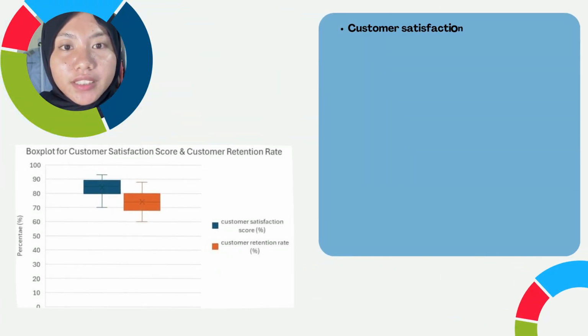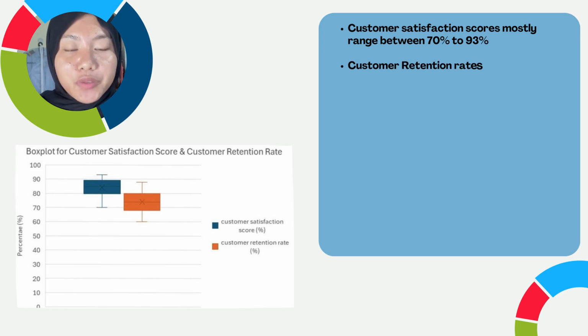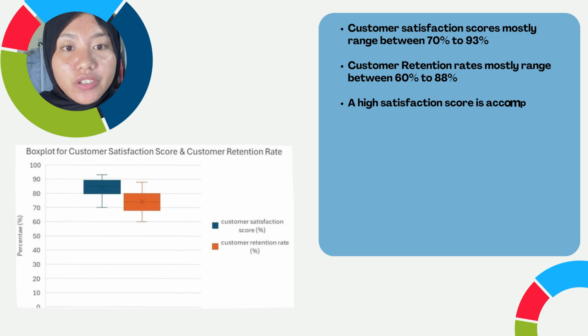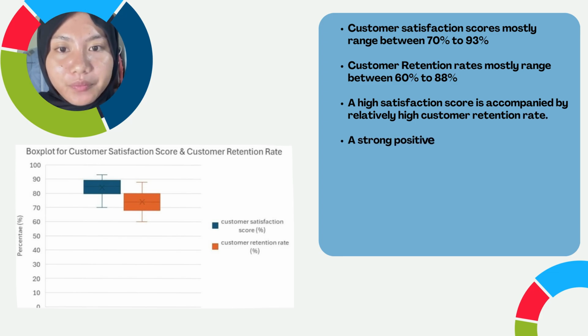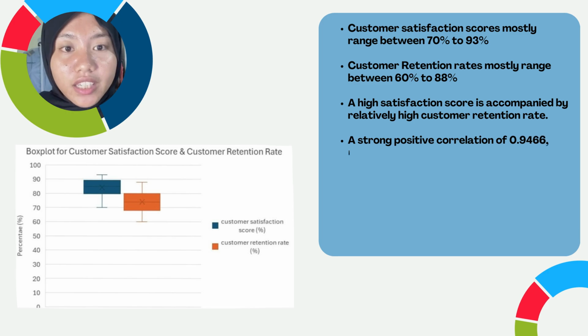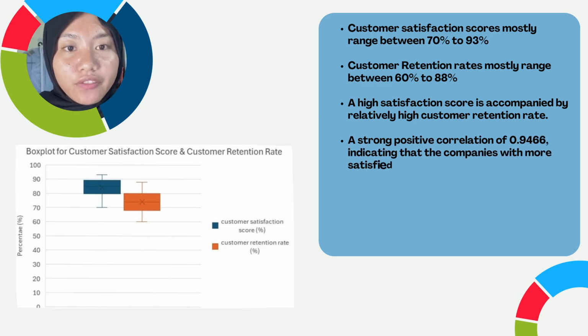business. So now these are the box plots of customer satisfaction score and customer retention rate. We can see that most customer satisfaction scores range between 70% to 93%, shown by the blue box. Meanwhile, customer retention rate ranges from around 60% to 88%, represented by the orange box. Statistically, we confirmed this earlier with a correlation coefficient of 0.9466, which is very close to 1.